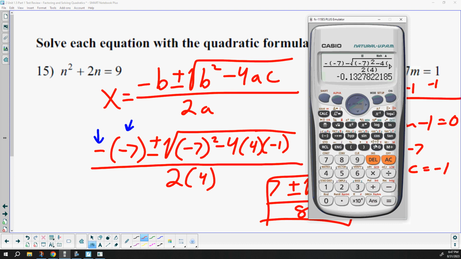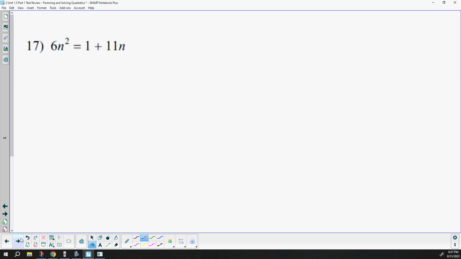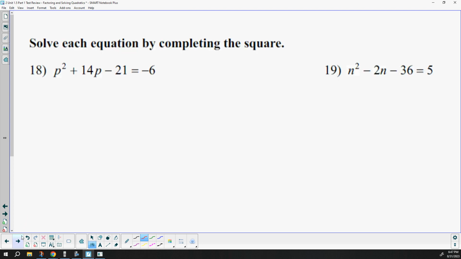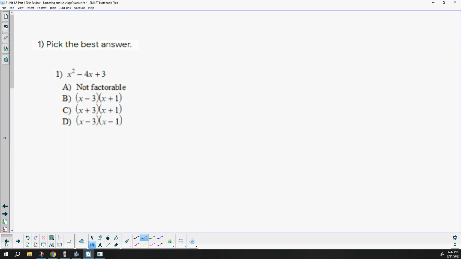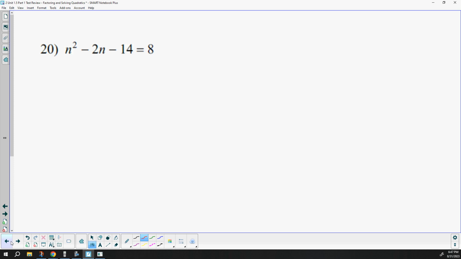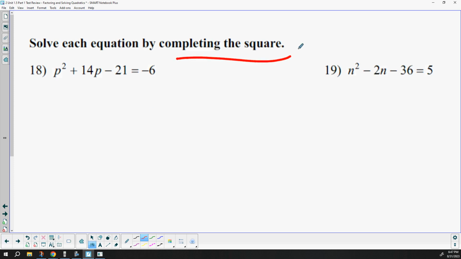All right, we'll skip that one. And this is for completing the square. I think, yeah, so if I taught you completing the square, it's on the test. If I didn't, don't worry about it. I'll do 18 real quick. Oh, how about we do 20? I don't think I did 20.